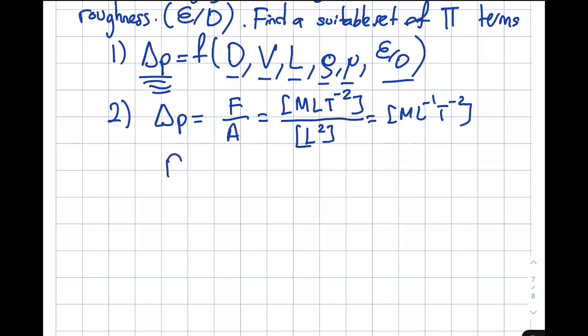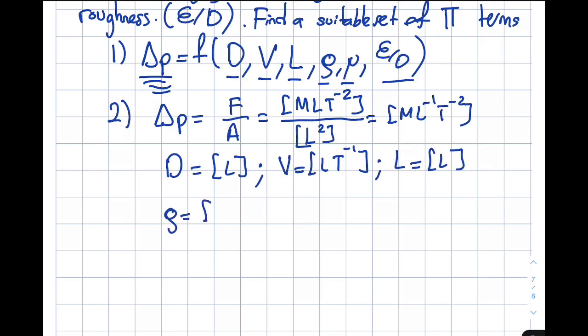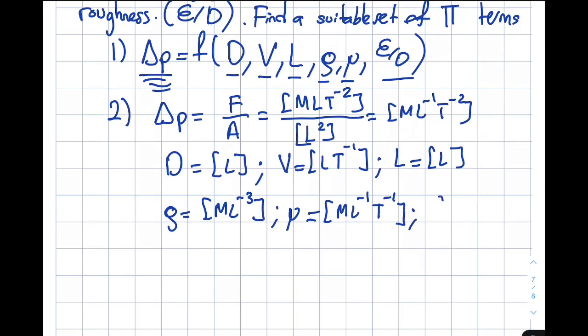The second parameter is the diameter, which is L. The third parameter is the velocity, which is L T minus 1. The fourth parameter, the length L, is equal to L. Density is M L minus 3. Viscosity, we covered this as well, will be M L minus 1 T minus 1. And epsilon over d will be unitless, because epsilon is length, so L divided by L gives a unitless quantity. Interesting. Good.